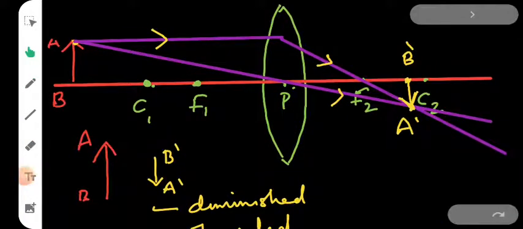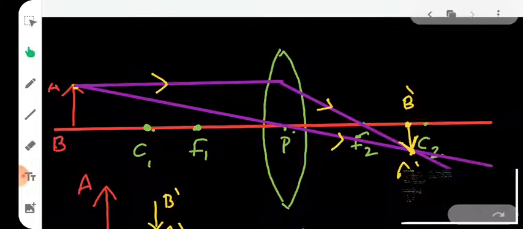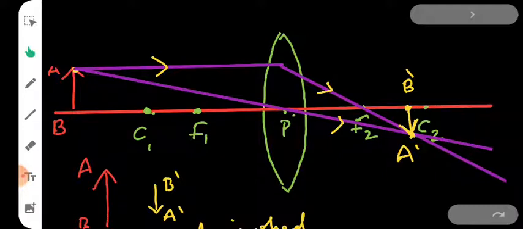Okay, so now we are going to keep the object beyond C1. I'm not going to keep it at infinity, but I'm going to bring the object very close to the lens. So where is this object?